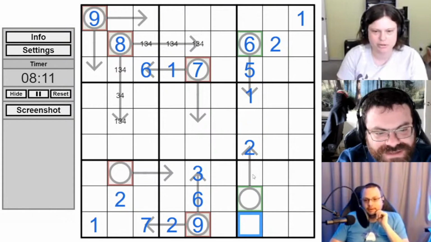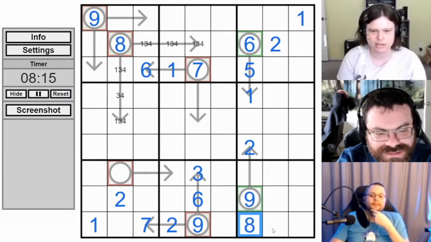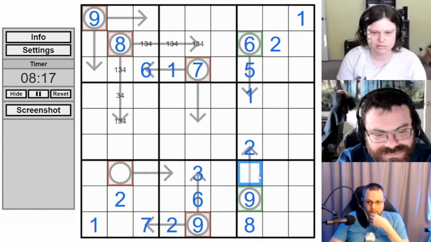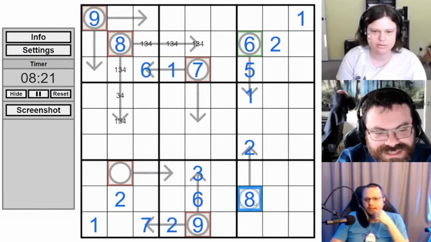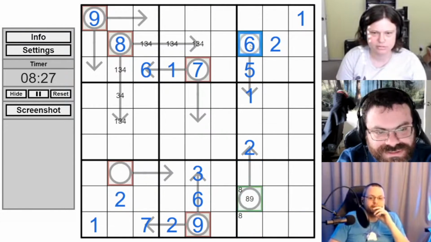Wait, why couldn't that be an 8? Oh, the 8 self-reference. I think it's an 8 or a 9. It's an 8 or a 9. You're right. Oh, but it can't be an 8 because we have a 6 in the column. So we actually got what we wanted.